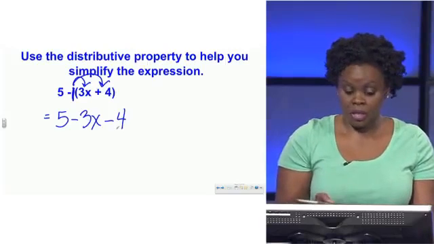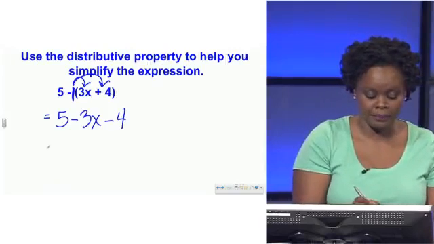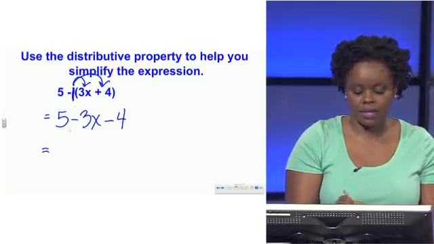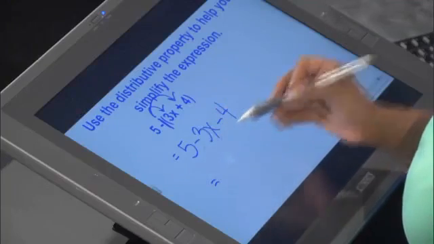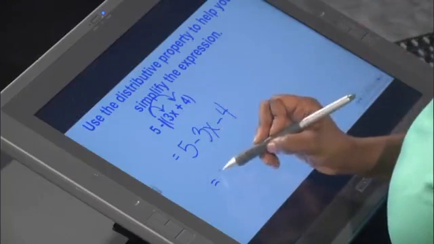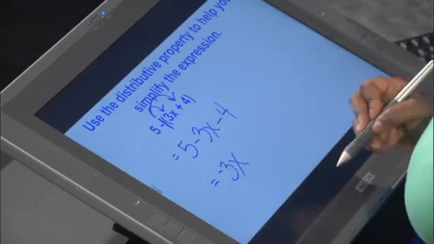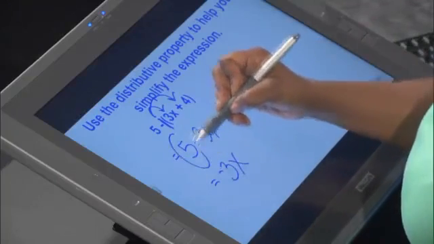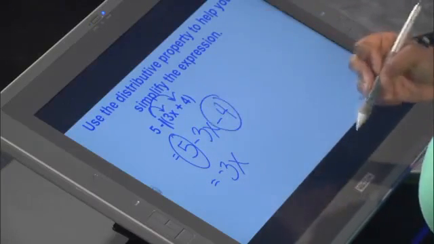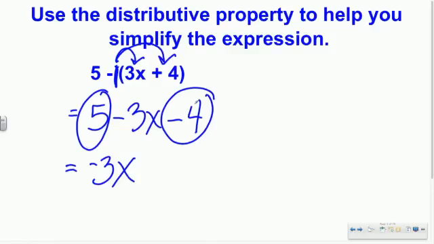Okay, so now I'm at the point where I see I have like terms I can combine. This negative 3x doesn't have anything like it. It's the only term in this expression with an x. So I know that this is negative 3x. It's just going to bring on down. But I do have this 5 minus 4. So 5 minus 4, I know that's 1. And it's a positive 1. So I can write that as plus 1. So that original expression is simplified to negative 3x plus 1. Okay? Jogged your memory a bit with the distributive property?